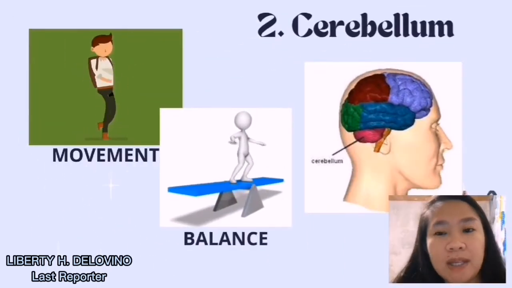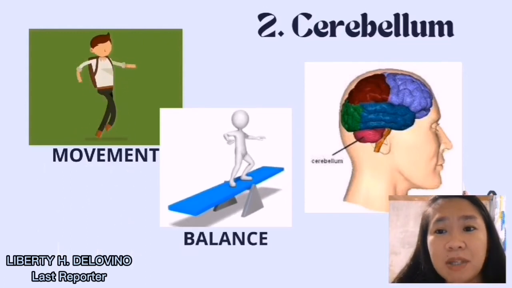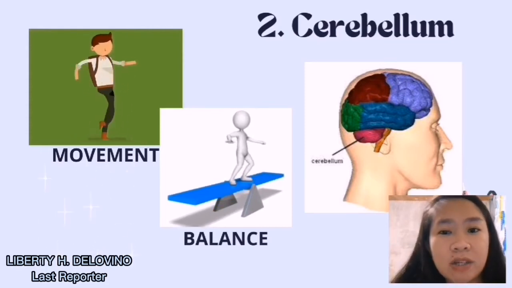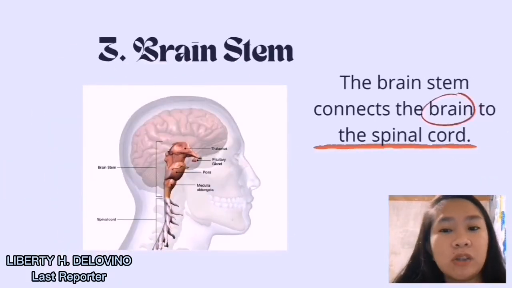Next is the cerebellum. It coordinates movement and balance. The thalamus acts as a sort of junction box, sending incoming nerve impulses to different areas of the brain. The medulla oblongata controls heart rate and breathing. The brain stem connects the brain to the spinal cord. The brain is wrapped in three separate membranes.